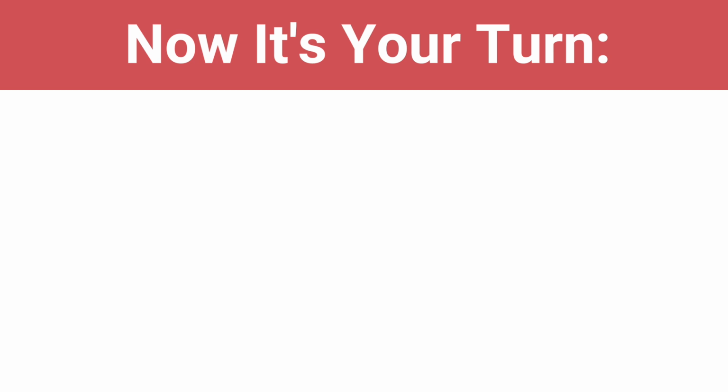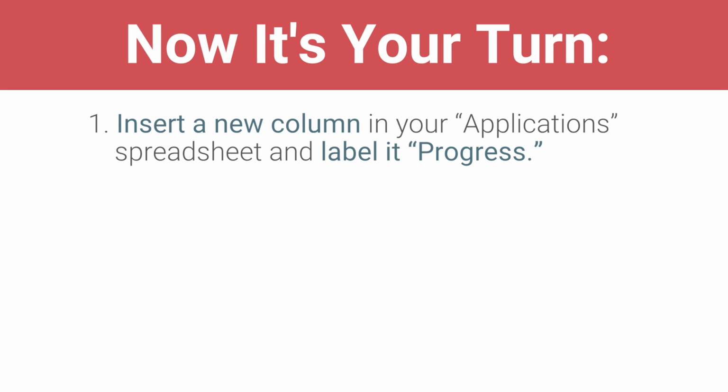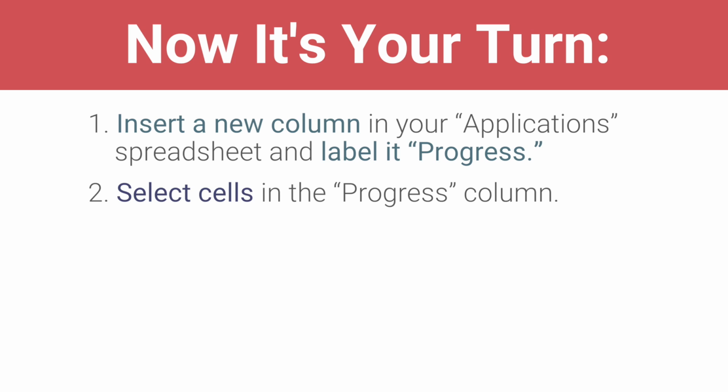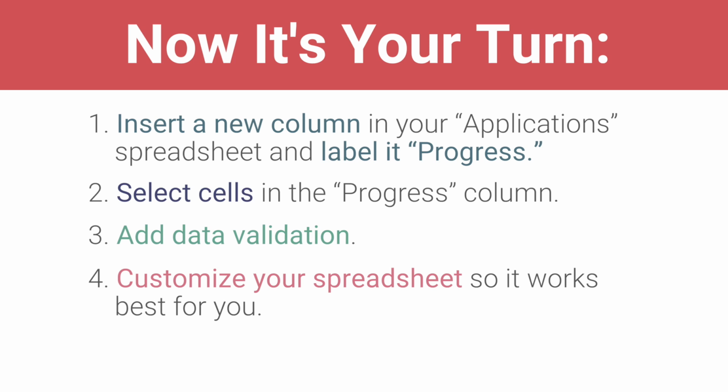Now, it's your turn. Insert a new column in your application spreadsheet and label it Progress. Select cells in the Progress column. Add data validation to these cells. You can use 1. Have Not Started, 2. In Progress, and 3. Submitted. Or come up with your own labels about the progress of your applications. Customize your application spreadsheet so that it works best for you.